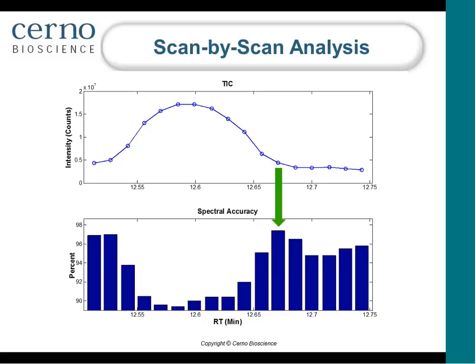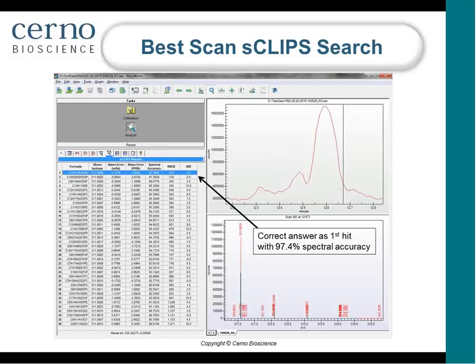And the best scan was found to be this particular scan, where we get more than 90% spectral accuracy. So let's go in and take a look at the list of formula candidates sorted based on spectral accuracy. It turned out we have a total of 36 possible candidates, out of which the correct elemental composition does come up on top of the list with the highest spectral accuracy of 97.7%.